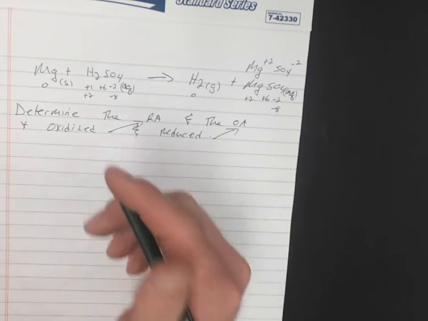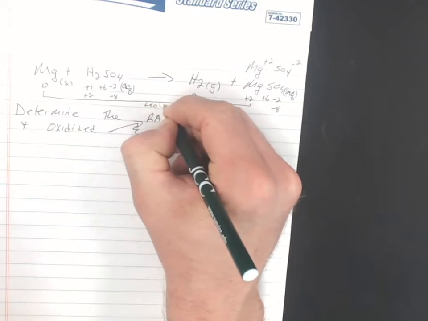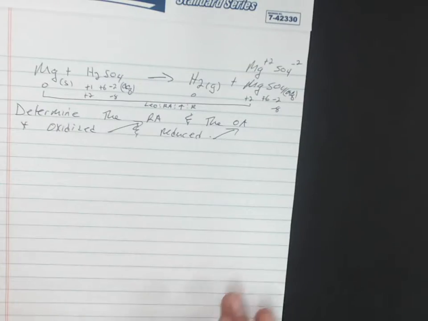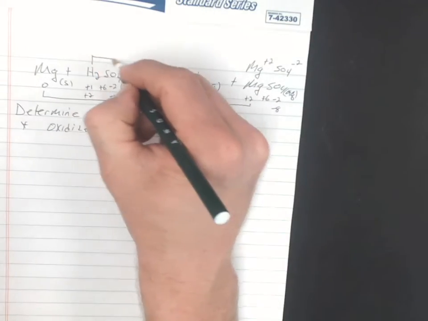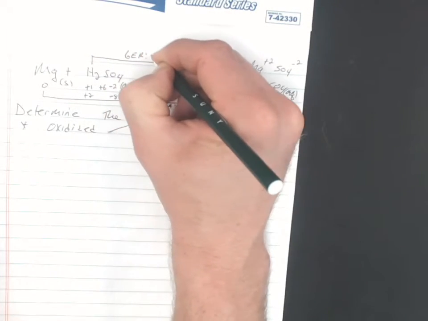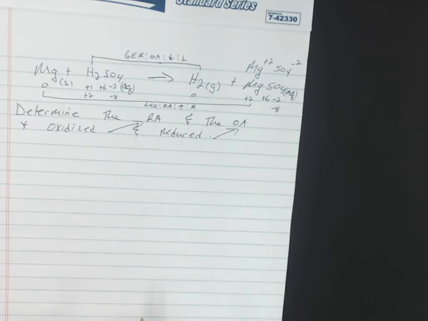Okay, we've got our oxidation numbers assigned. Now we look for what goes up and what goes down. That's going to tip us off with our LEO and GER. What goes up? Magnesium. Mg represents our LEO, RA, up and right. What goes down? The H goes from +1 to 0. That represents our GER, OA, down and left.